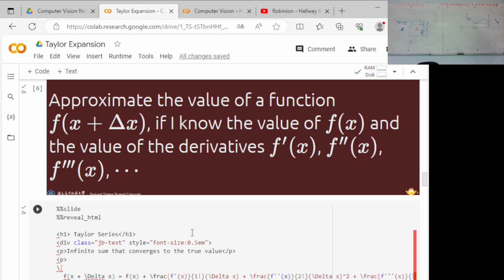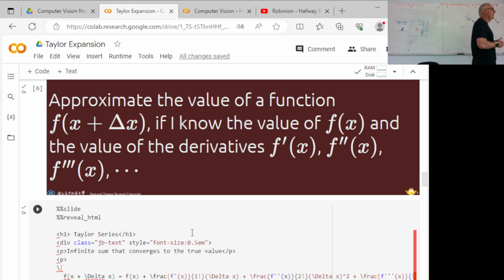Now the first part, of course, is not surprising. If I'm at this point here, then I know the value of the function and I know the first derivative. That means I know the slope, right? The tangent to the function at that point. So then I can say, okay, then we will project it to here. That would be the point that we predict.